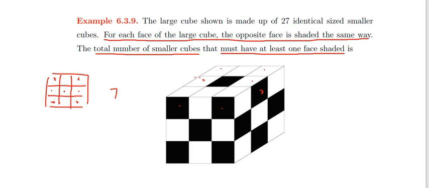So let's check the second level. So we can see the second level is this one. Okay, this one is black. This cube has one face black. So then this one, yeah. And we have this 2, so then this 2. So we have 6.